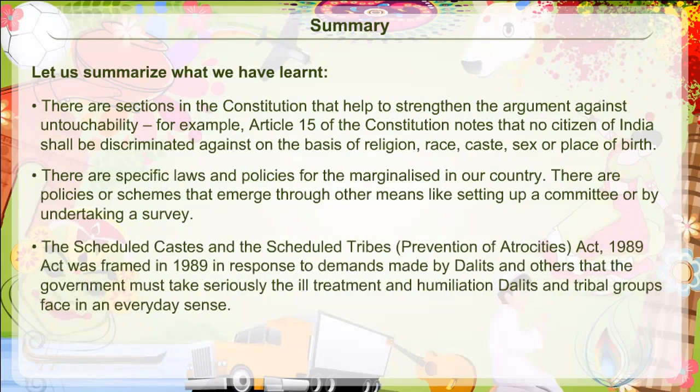The Scheduled Castes and the Scheduled Tribes Prevention of Atrocities Act 1989 was framed in 1989 in response to demands made by Dalits and others that the government must take seriously the ill treatment and humiliation Dalits and tribal groups face in an everyday sense.